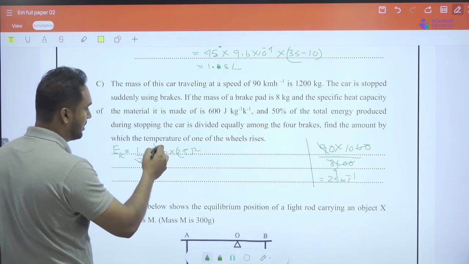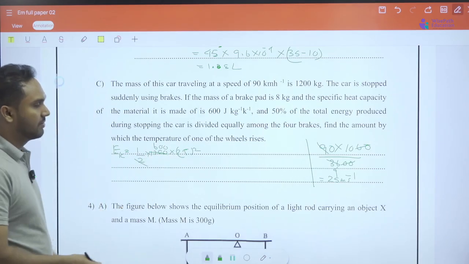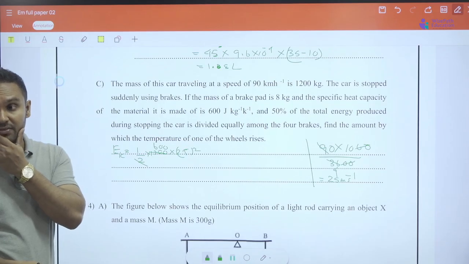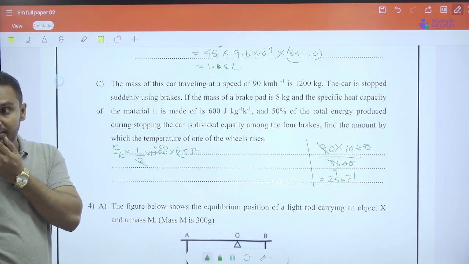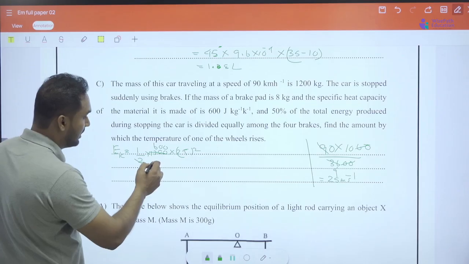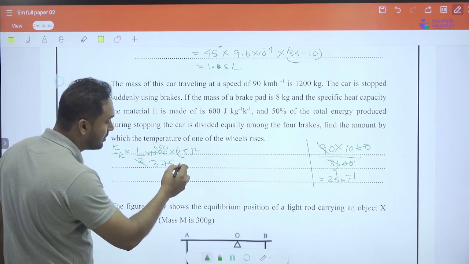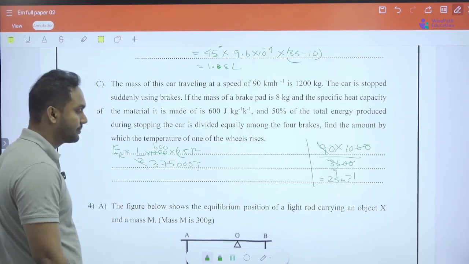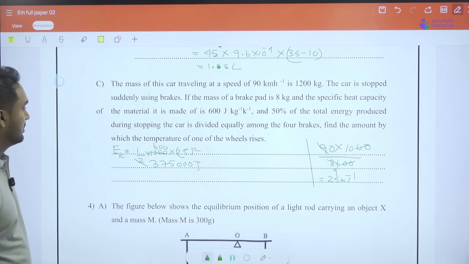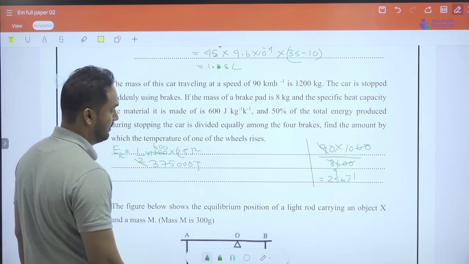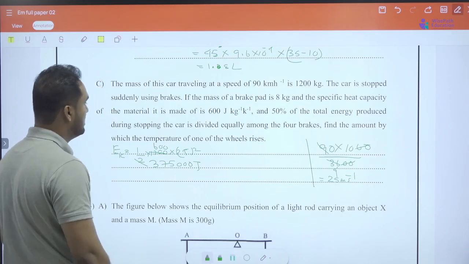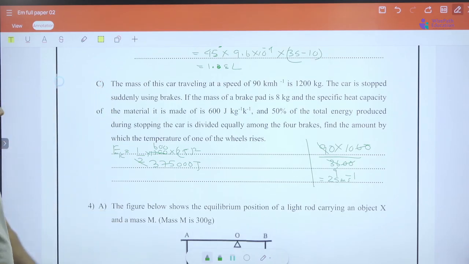That will be 600 into 25 squared, which is 625. The complete answer is 375,000 joules. Right? So that is the energy, and 50% of it, which is half of it, is given to the brake pads. Find the amount by which the temperature of one of the wheels rises.